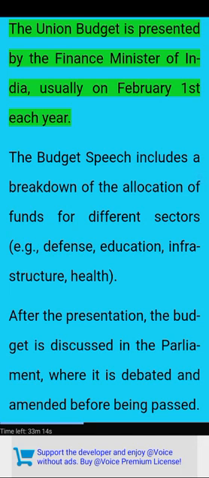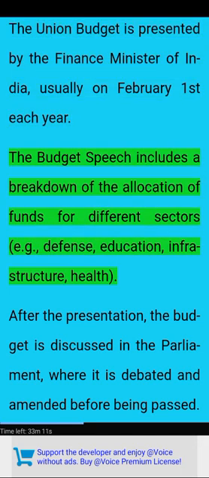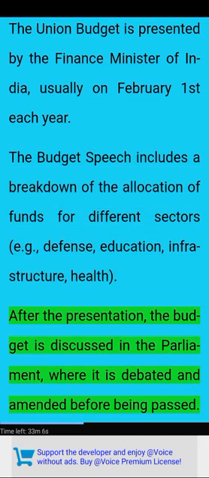Budget process in India. The Union Budget is presented by the Finance Minister of India, usually on February 1st each year. The budget speech includes a breakdown of the allocation of funds for different sectors, e.g., defense, education, infrastructure, health. After the presentation, the budget is discussed in the Parliament, where it is debated and amended before being passed.